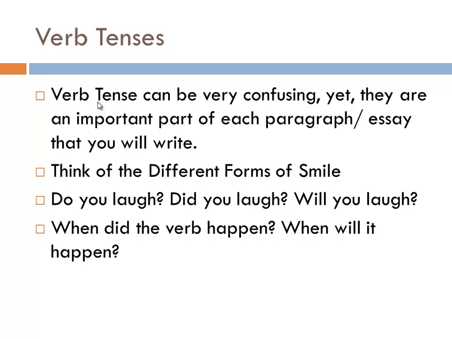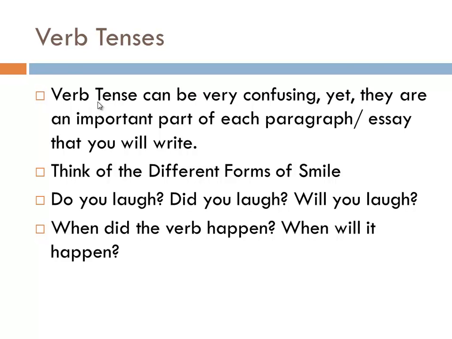Verb tenses. Verb tense can be very confusing, yet it is an important part of each paragraph and essay that you will write. So think of the word smile. What ways can you say smile? I smile, he smiles, you smile, she smiles, they smile. Those are all different verb forms. In the past, I smiled. I will smile, and I did smile.